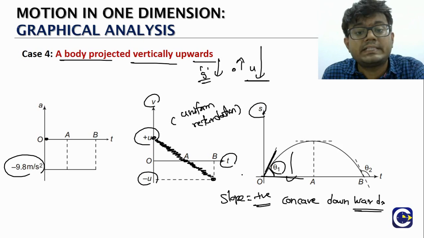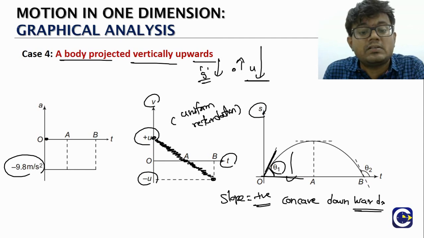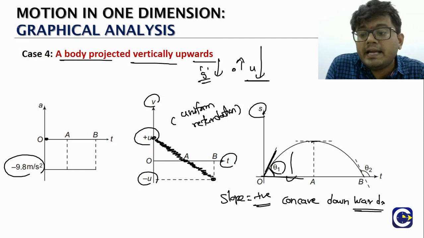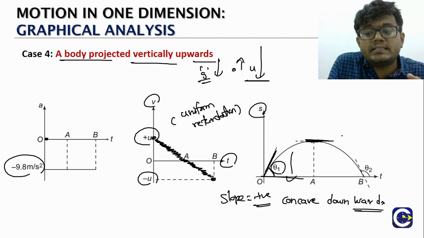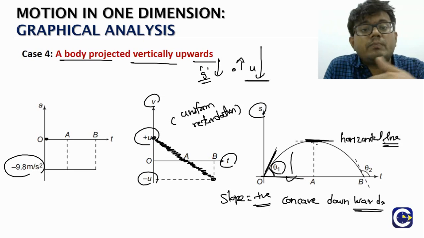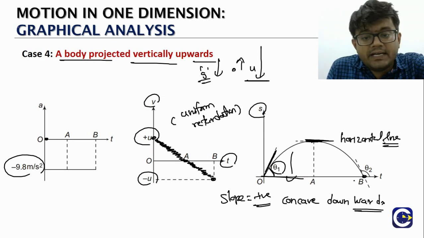For the displacement time graph, the slope of the tangent represents velocity. At point A, that is our maximum height point, the tangent you draw is a horizontal line. What is the slope of a horizontal line? 0. So we can see that the velocity at the highest point will be 0.